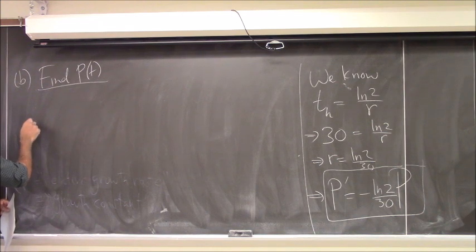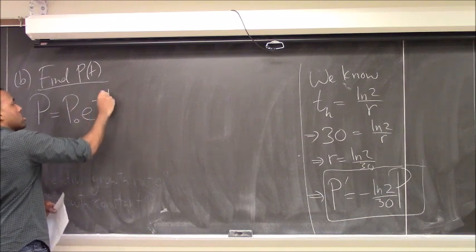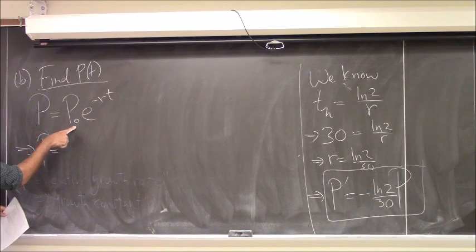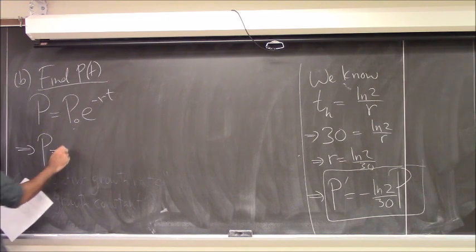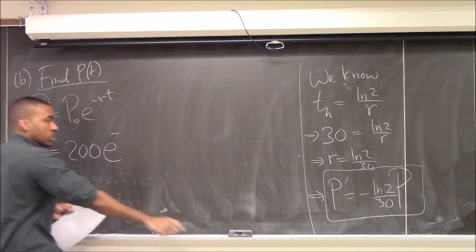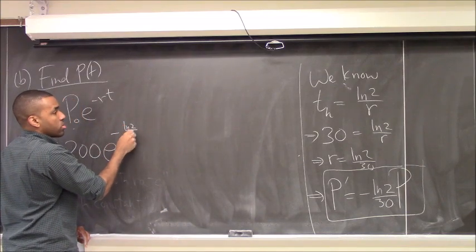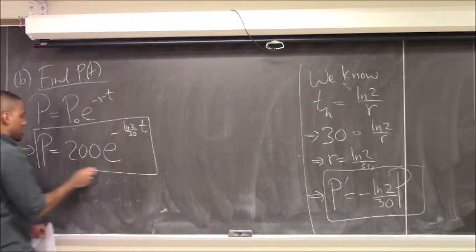Well, we know we're using the PERT formula with a negative because we're decreasing, so that negative power is important. P naught, do we know that? 200, sorry. Suppose we have a 200 milligram sample, so that's what we're starting with. So the initial amount is 200. E to the minus R we just found in the previous one. That's ln2 over 30 times T. That's our P formula.